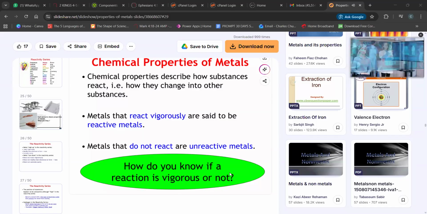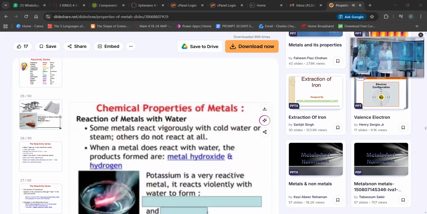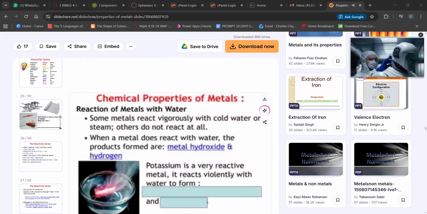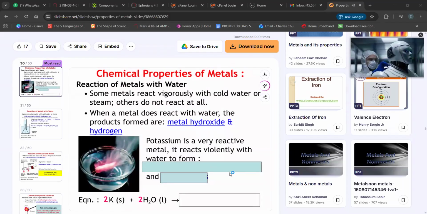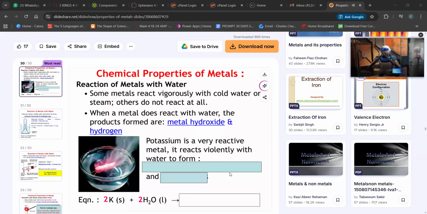So let's see some examples of reactions with water. Some metals react vigorously with cold water or steam. Those ones are the reactive metals. So just remember that. And when a metal does react with water, products formed are a metal hydroxide and hydrogen.